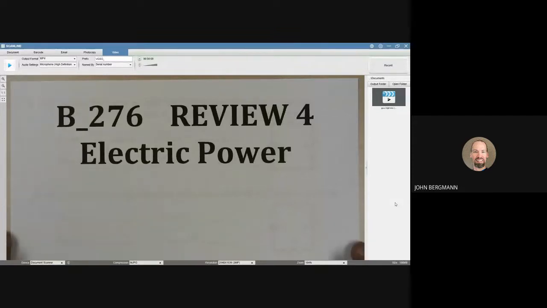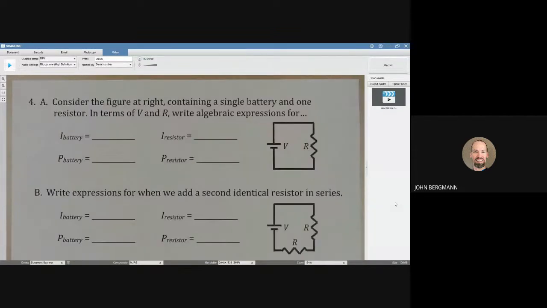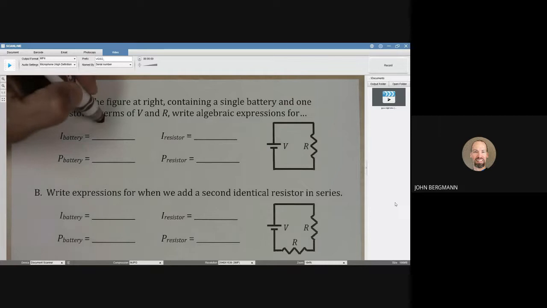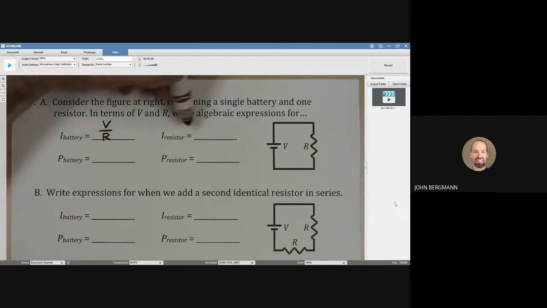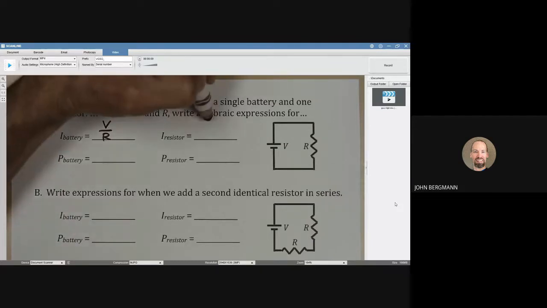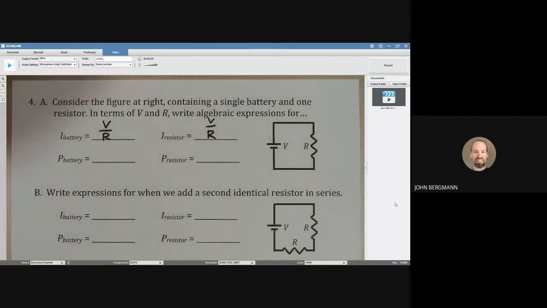Review video number 4, electric power. Consider the figure at right containing a single battery and one resistor. In terms of V and R, write algebraic expressions for the current through the battery. Well, the current through the battery is going to be the voltage of the battery divided by the resistance felt by the battery. The current through the resistor, same thing, V divided by R.